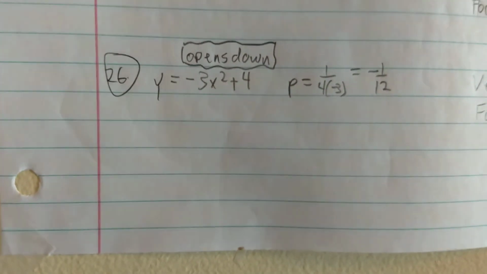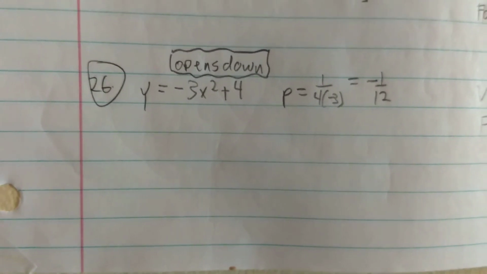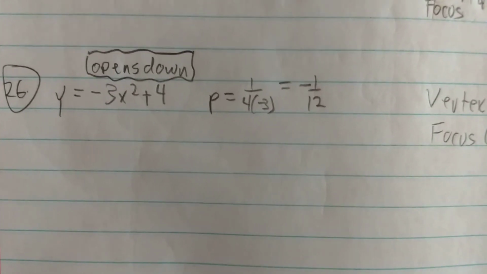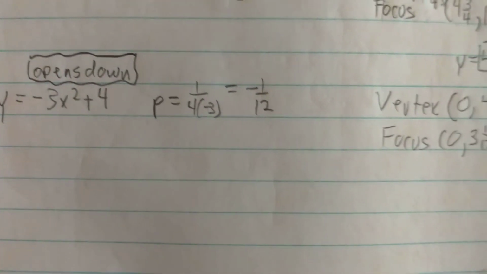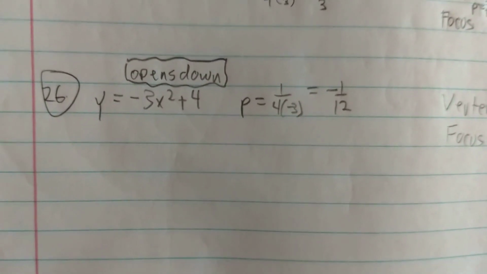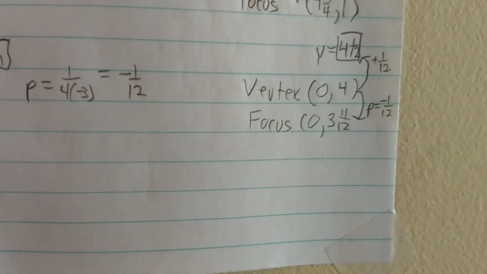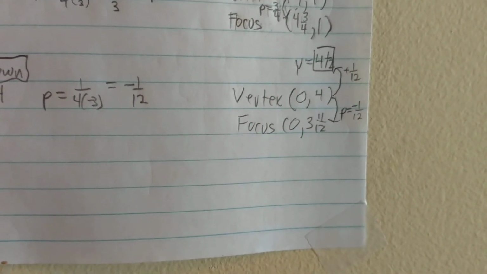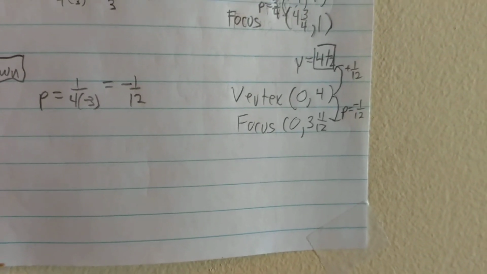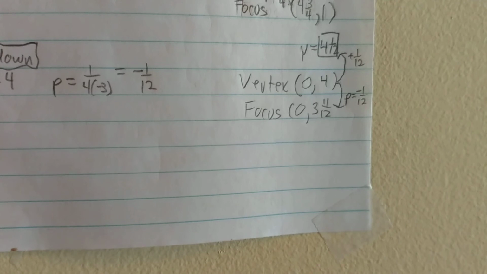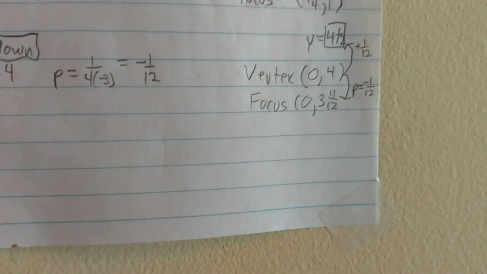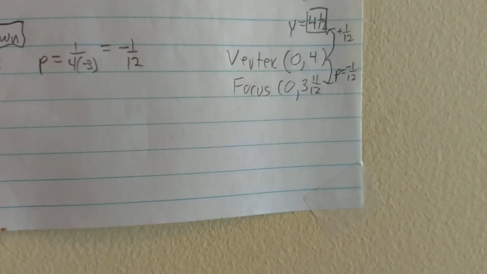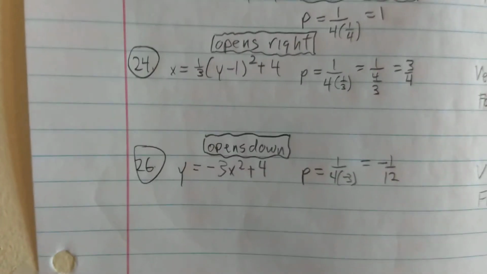Now the last one is y equals -3x squared plus 4, and that's an x squared with a -3, so that opens down. P is -1 over 4 times -3, or -1/12. So our vertex is at 0, 4, and we just want to go down a smidgen. This is -1/12, so 4 minus 1/12 is 0, 3 11/12. And up from that, since it opens down, the directrix line is 4 plus 1/12, or just 4 1/12, the horizontal line. So that finishes this section.